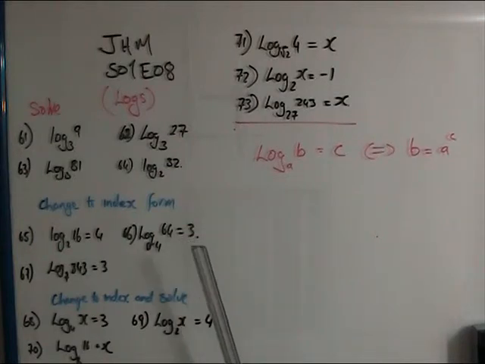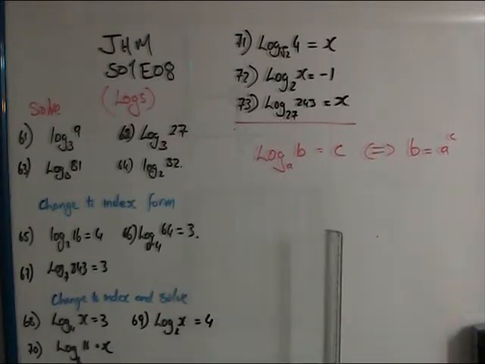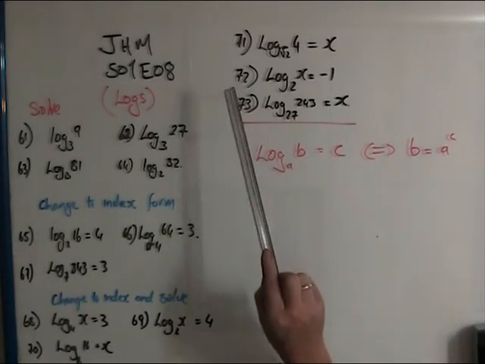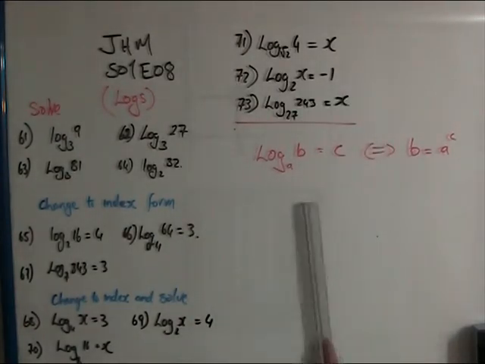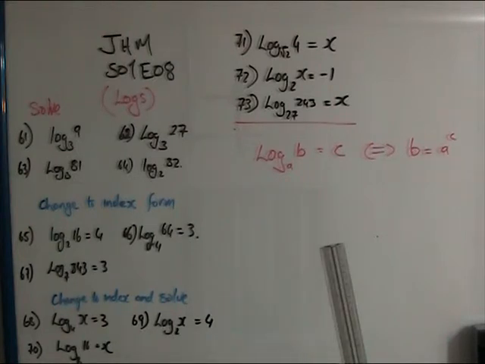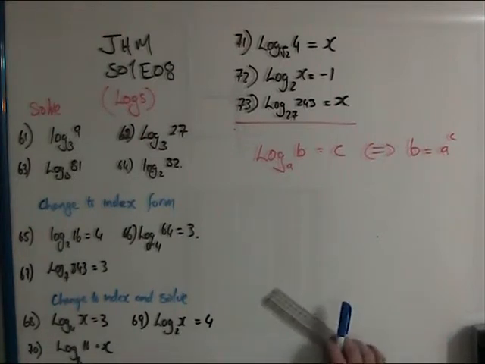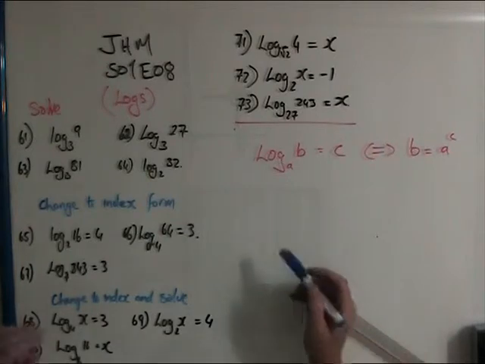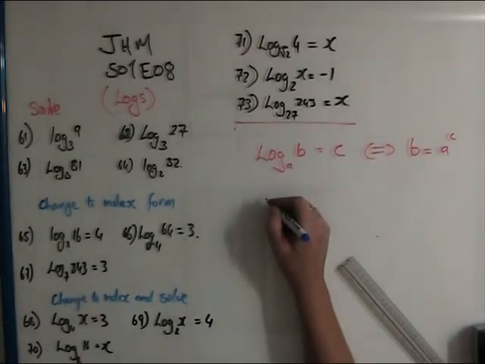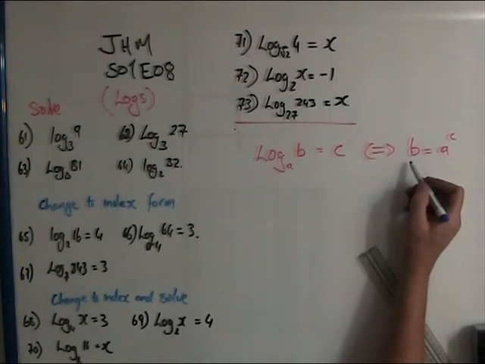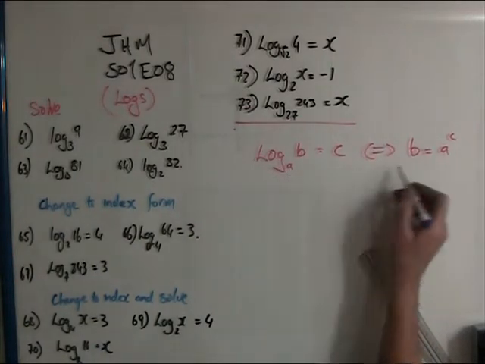Now it's got an equal sign, okay? And then you've got x's, right? Now I'm going to show you how to handle these. First of all, there are more questions up here. Now, this is a rule in logs. It means that if you have a log of anything to the base of anything, you can solve it by making it b is equal to a to the power of c.